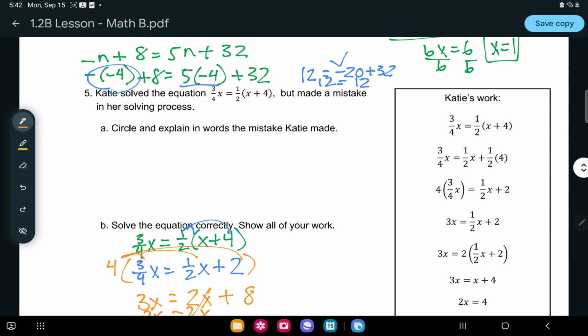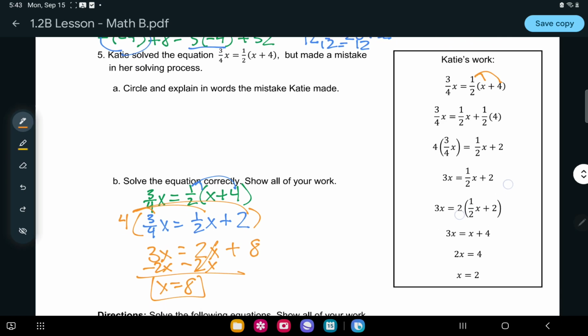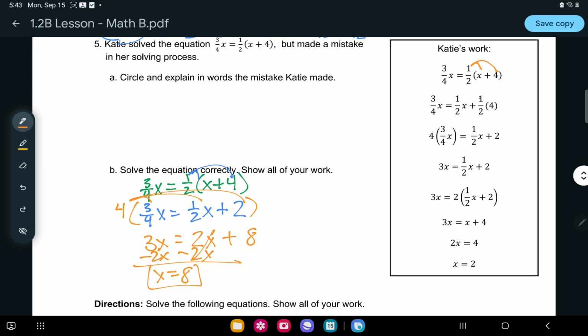The first thing Katie did was distribute, and we're going to see, did she distribute correctly? Half x and then half times 4, and it looks like she distributed correctly. The next thing she did was multiply by 4, but I don't see her multiplying by 4 on this side. So in this step, she made a mistake.